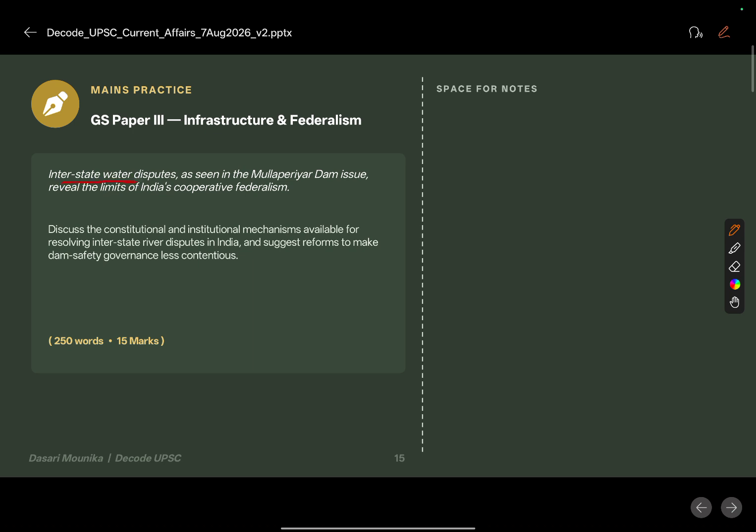Next, we have an important mains question. Interstate water disputes, as seen in the Mullaperiyar Dam issue, reveal the limits of India's cooperative federalism. Discuss the constitutional and institutional mechanisms available for resolving interstate water disputes in India and suggest reforms to make dam safety governance less contentious. Be very clear in writing the answer because it links environment with economy and polity. There is a 360-degree cover of all the topics in this question, so be very careful while writing.